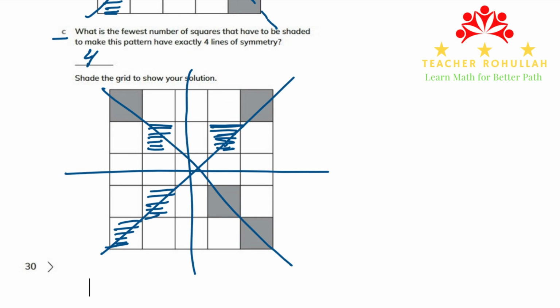I hope it helps you learn how you can make mirror images and how you can find the line of symmetry in a pattern.